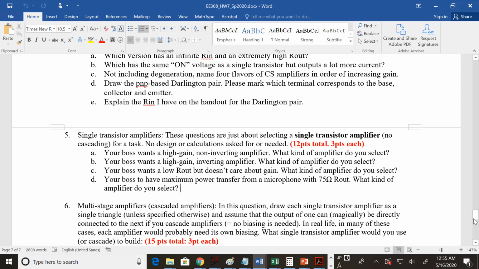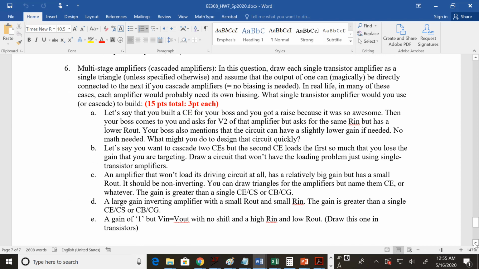Okay, the next question, question 6, is actually, some people think it's fun. I think it's fun. So now you know the amplifiers that are available to you. Those 6 amplifiers and their flavors are available to you. And now your boss comes in and asks you to design some kind of amplifier that can't be solved with a single amplifier.